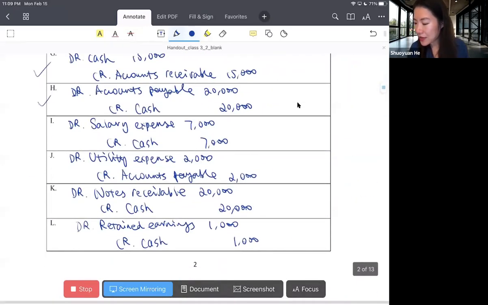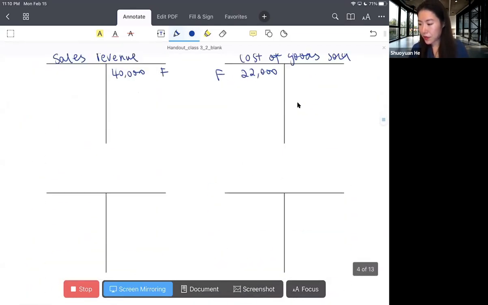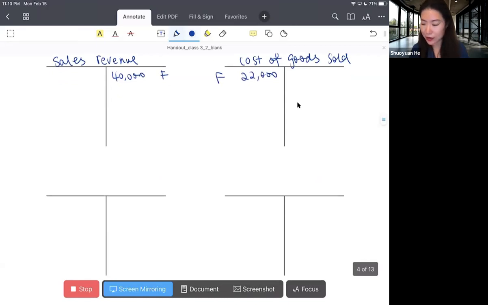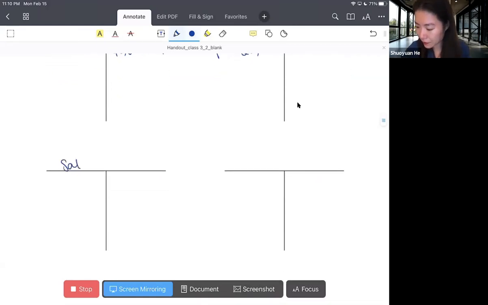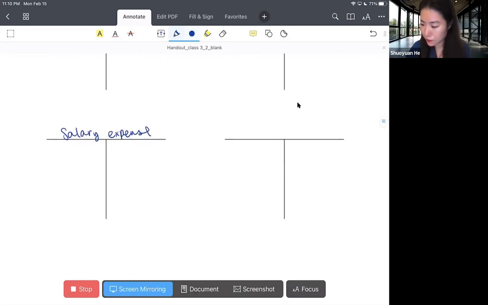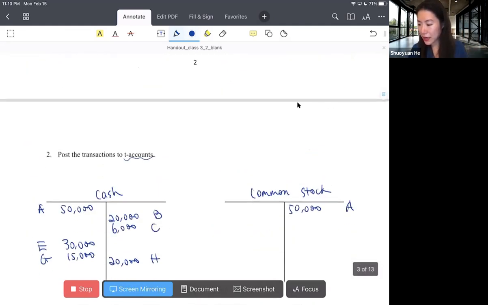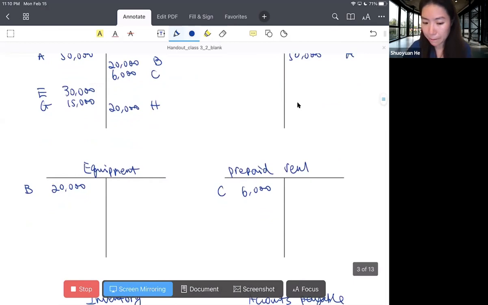Next one, debit salary expense 7,000, credit cash 7,000. That's a new account. And credit cash 7,000. Yeah, cash is a very busy account.